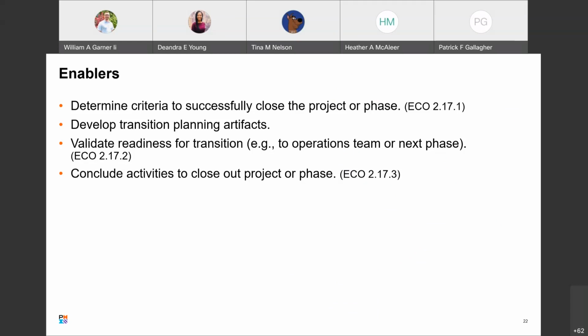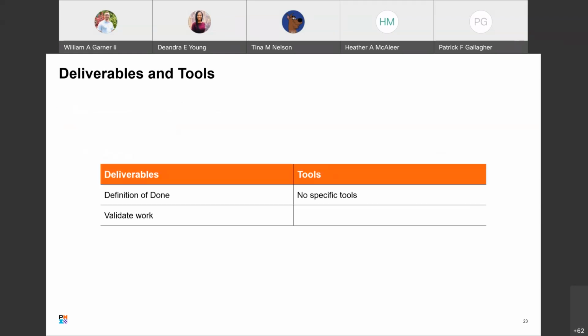So your enablers are determining the criteria to successfully close the project phase, developing transition planning artifacts, and validating readiness for transition, things like going to operation teams for the next phase. You conclude activities to close out the project or phase. Let's see your deliverables. These are related to the enablers addressed in the topic, and some of these might include the definition of done and validation of work. There are no specific tools for this. It's just how do you define done, and was it accomplished, and can you validate it?